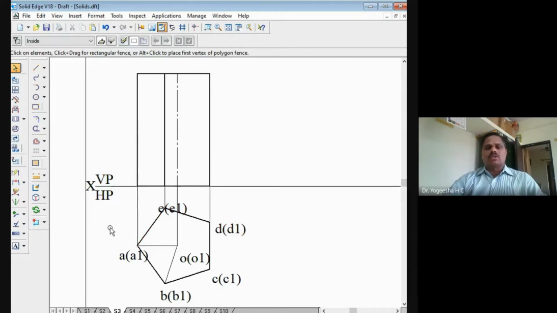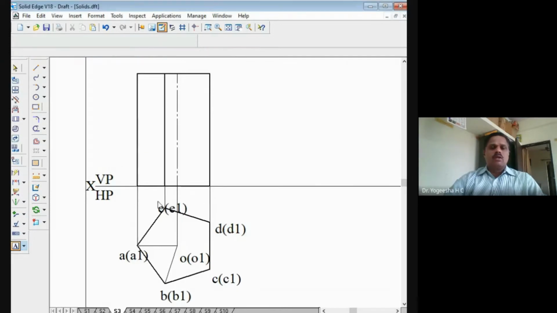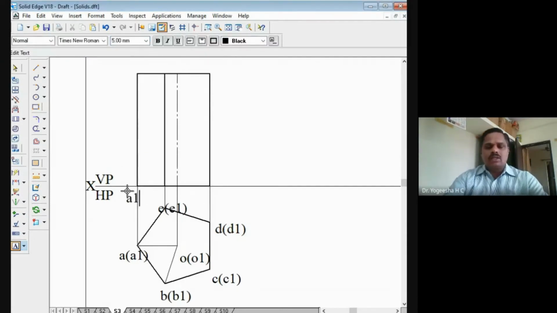First, after drawing the first top view, we are drawing the first front view. These points we can mark here. So this is the point A1 dash. So this point is B1 dash in the bracket E1 dash, and this point is C1 dash in the bracket D1 dash, and this point is O1 dash.